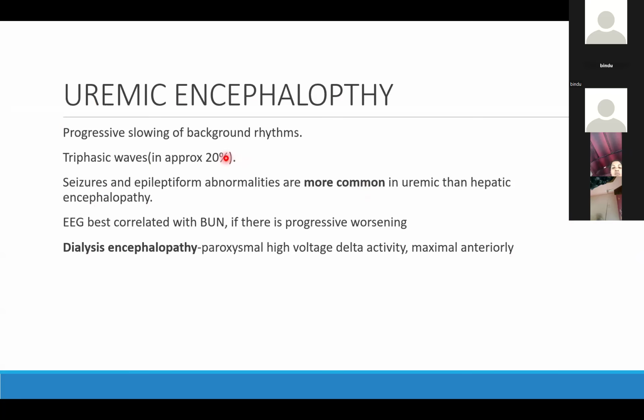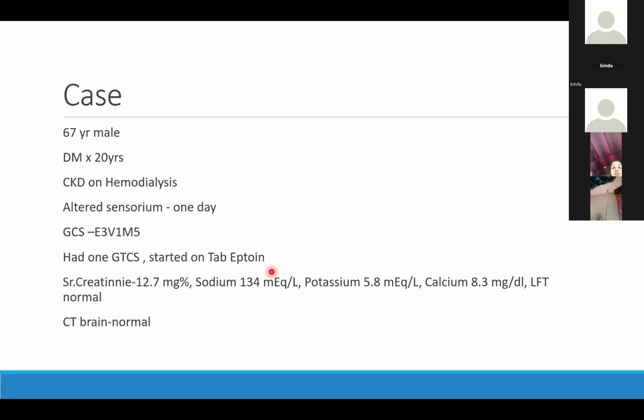Coming to uremic encephalopathy, uremic encephalopathy can show progressive slowing of the background rhythm based on the severity of uremic encephalopathy. And in approximately 20% of cases, they can show triphasic waves. And seizures and epileptiform activity are more common in uremic rather than hepatic encephalopathy. And EEG is best correlated with the blood urea nitrogen levels and progressive worsening. And dialysis encephalopathy can also have EEG changes like high voltage delta activity that is maximally expressed anteriorly.